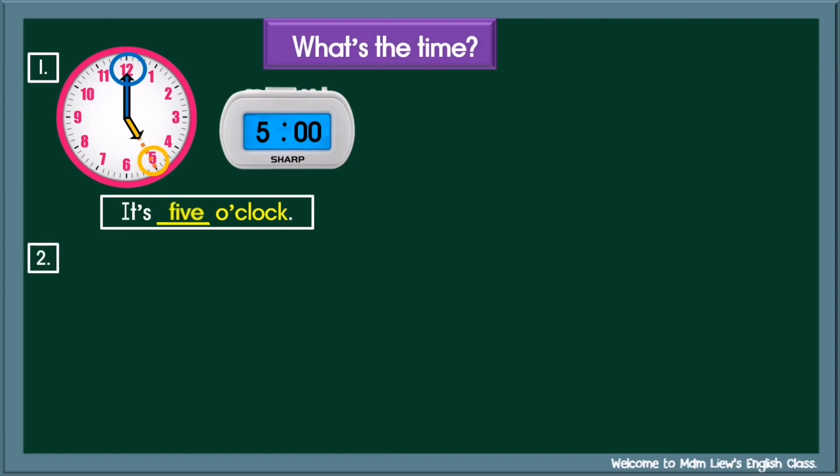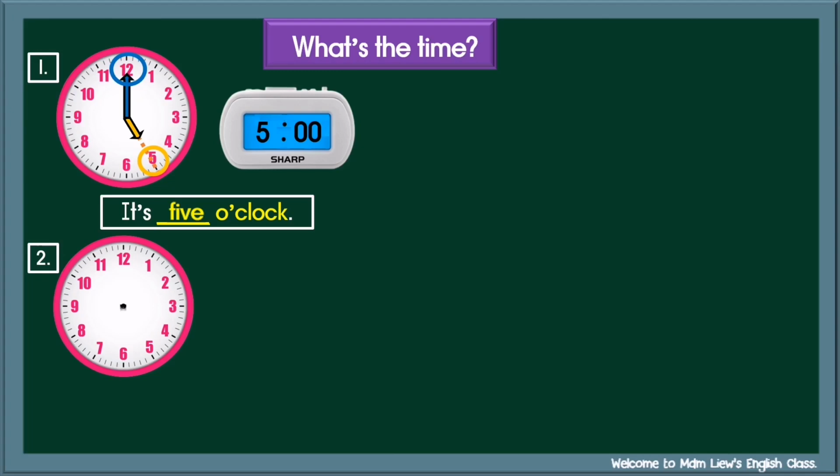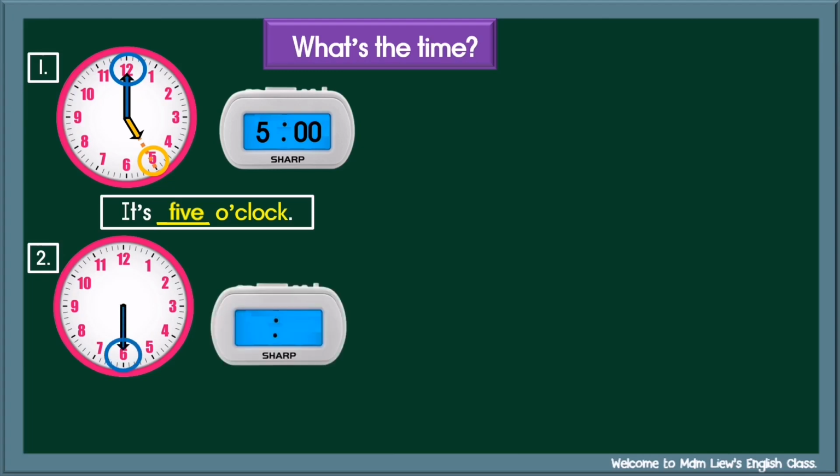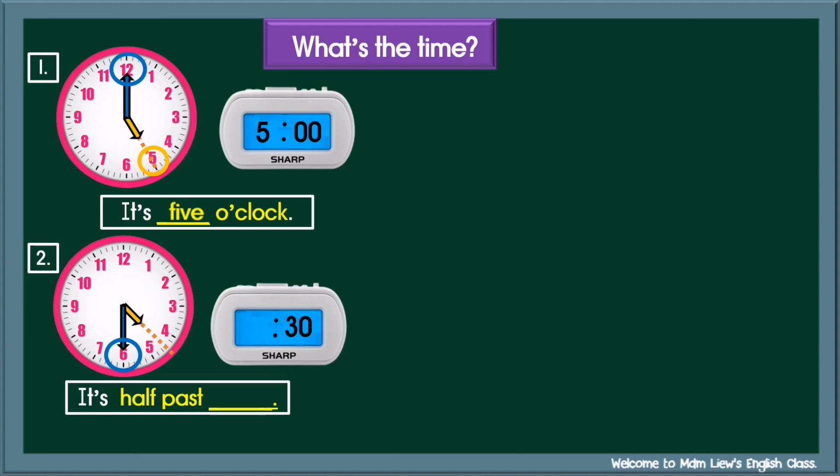Number 2. When the minute hand points at number 6 on the analog clock and shows 30 minutes on the digital clock, we say it's half something. Now, the hour hand is pointing at half number 4 and it shows 4 hours on the digital clock. What's the time? You can say it's half past 4 or it's 4:30.